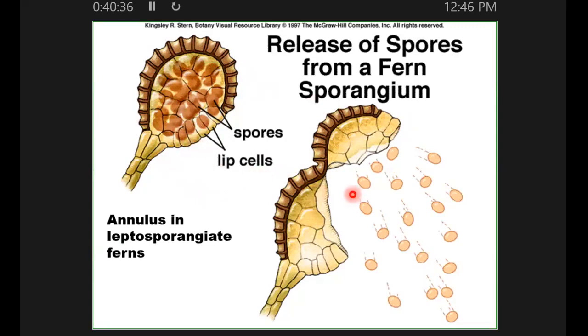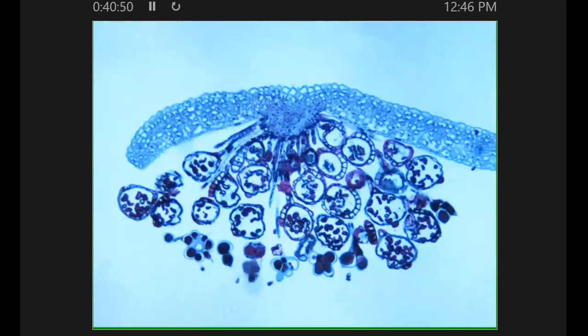And they've actually done the projectile measurements, and the spores can get flung quite a distance, considering how small they are. It's pretty impressive. So here, what you're looking at is a fern frond, and then this is the underside of the leaf.